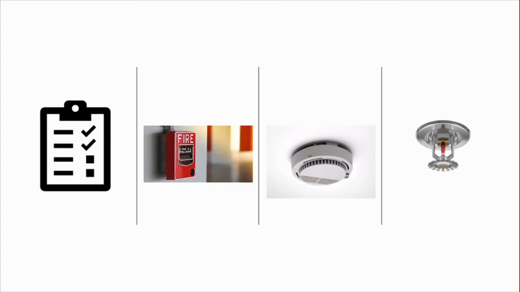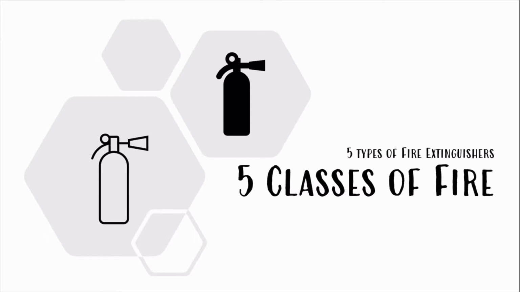Automatic fire detection and suppression systems such as fire alarm systems, smoke and heat detectors, and fire sprinklers should always be present in a building. As mentioned before, there are different classes of fire. For each class of fire there is an equivalent extinguisher to use.